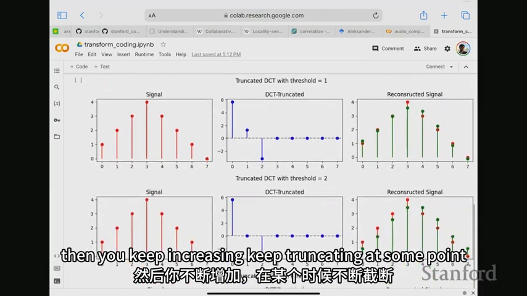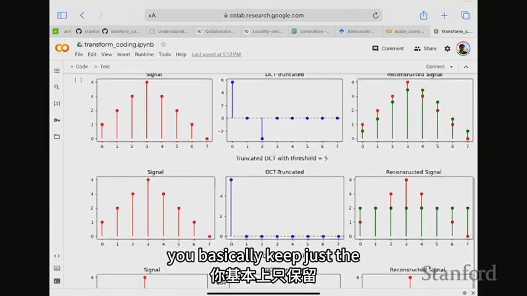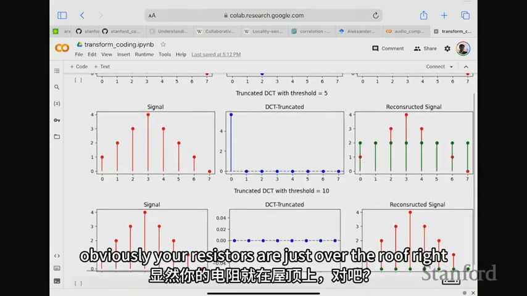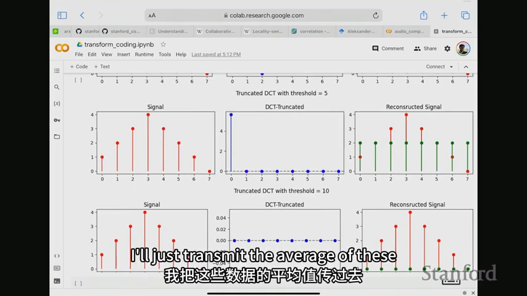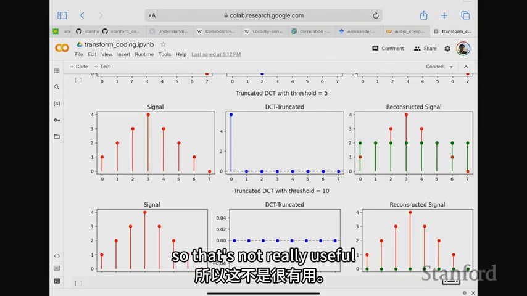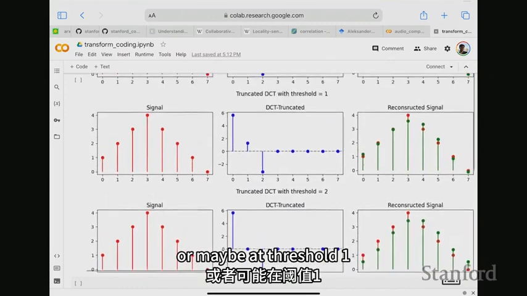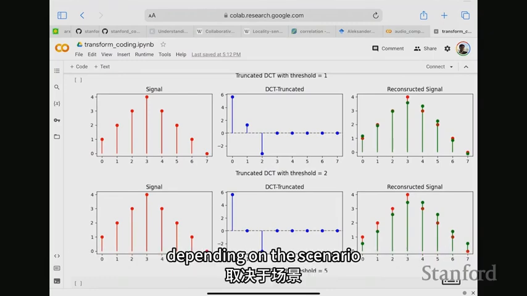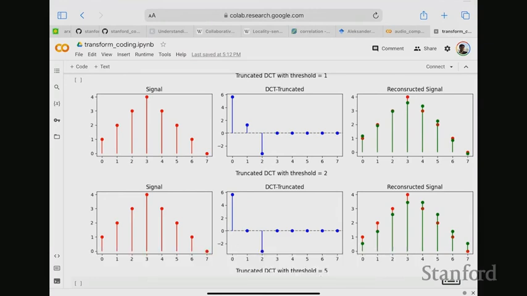Then you keep increasing, keep truncating. At some point, you basically keep nothing but the DC signal. At this point, obviously, your errors are just over the roof, right? If you just keep the first component, that's basically saying, I'll just transmit the average of these things. So that's not really useful. But maybe somewhere here, at threshold 2 or maybe at threshold 1, where you're keeping just 2 or 3 components, depending on the scenario, these errors might be more manageable, right?